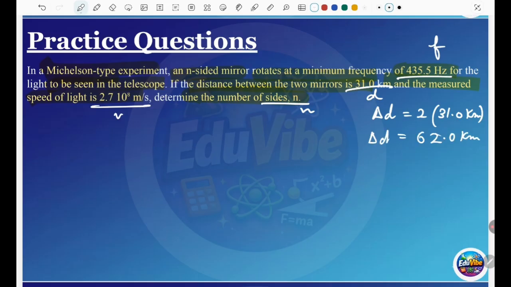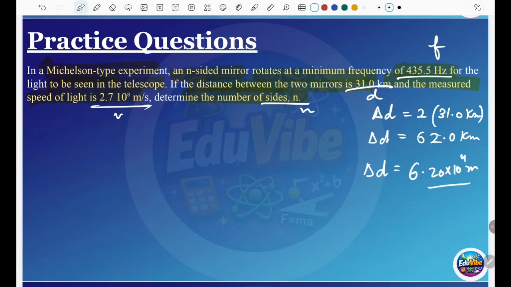But we don't want it in kilometers. We want it in meters, because the speed is in meters per second. So we have to convert this to meters. You just multiply this by 10 raised to power 3, so you get 6.20 × 10 raised to power 4 meters.